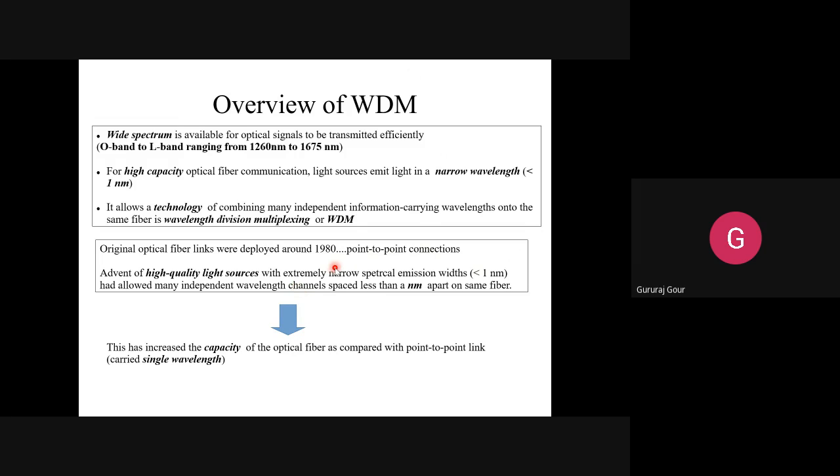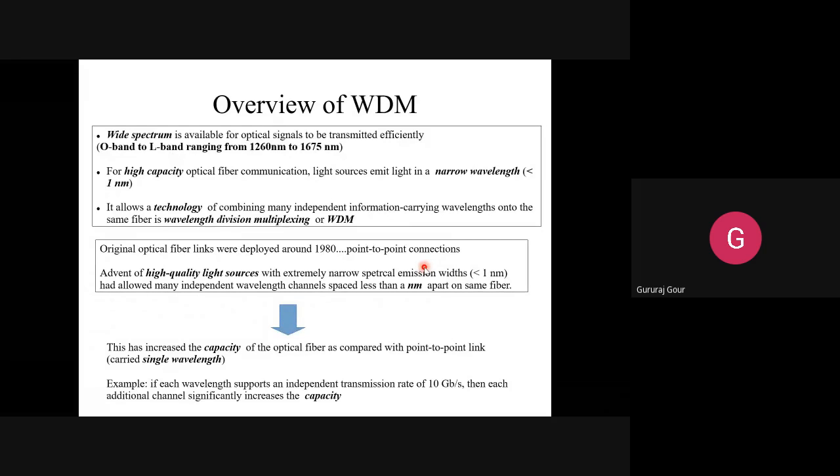So these are the two reasons which actually led to the development of this concept or technology, WDM. The main advantage of WDM, another advantage compared to point-to-point, is that point-to-point is supporting a single wavelength. Suppose your WDM is supporting 10 channels, 10 light sources as 10 different independent channels. Each channel has its own wavelength. Assume that each channel is supporting 10 Gbps. Wavelength is different and transmission rate is different.